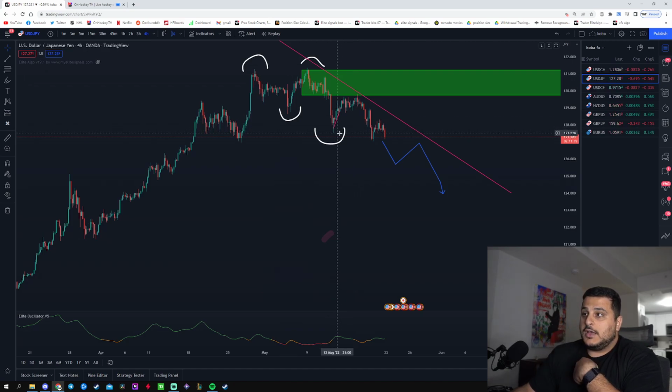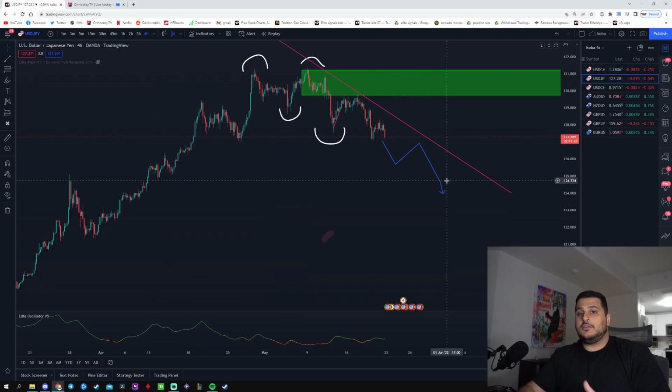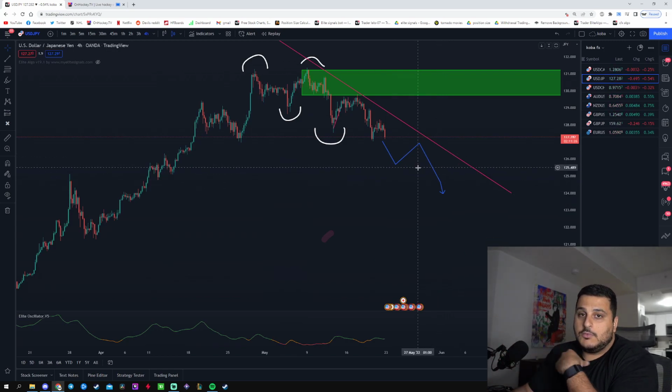So what I'm expecting to happen here is the price to come back down into this support level around this area right here, and then bounce back up into that trend line and just keep going down. This is what I'm expecting to happen. Now, it's not 100% guaranteed, but that's what I think will happen this week in the USDJPY pair.